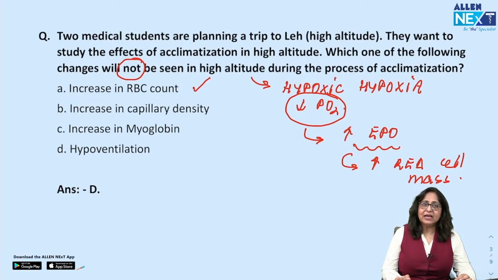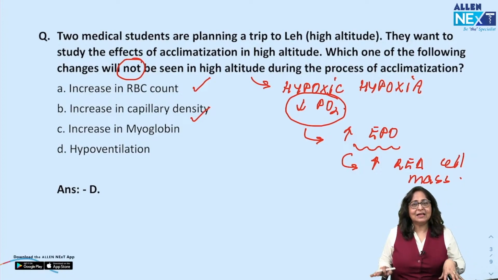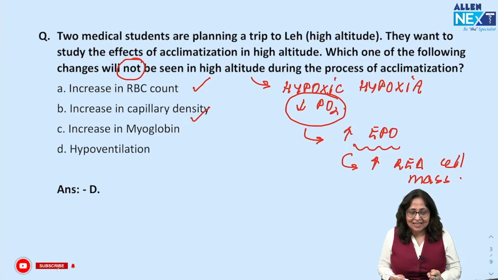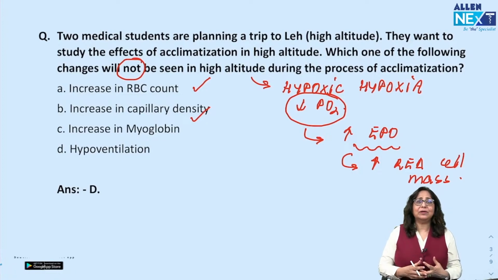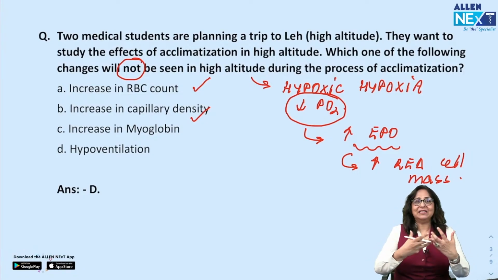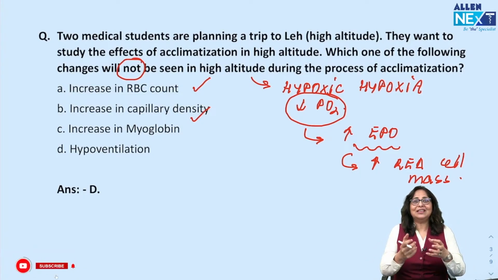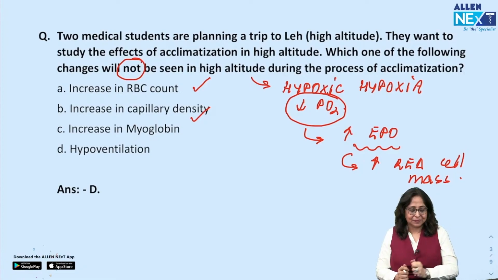The second option is: is there going to be an increase in capillary density? Which is also true. Because there is less PO2, because there's a fall in PO2, this stimulates angiogenesis. That means formation of new capillaries. So it increases the capillary density. What is the advantage? Advantage means a better blood flow to the tissues, so that tissues can utilize more oxygen, or tissues can get more oxygen.